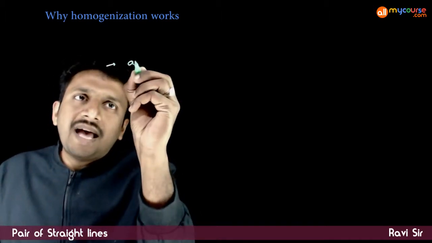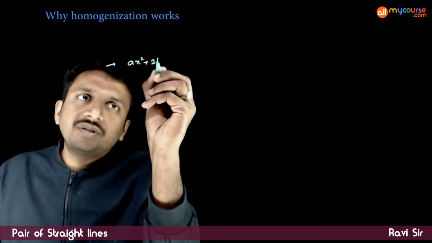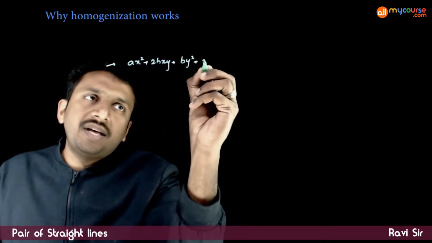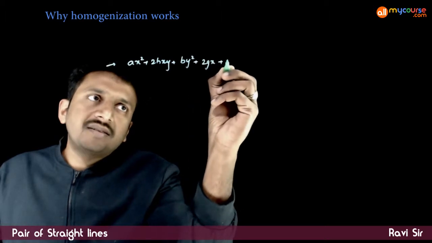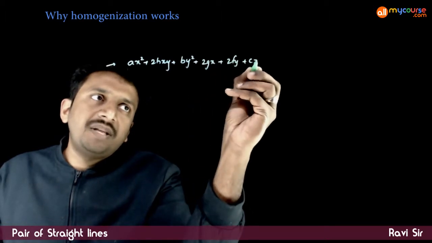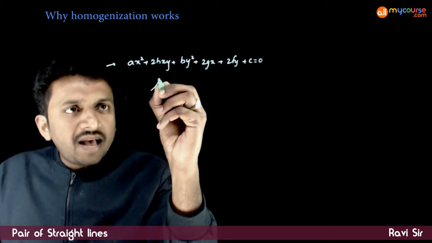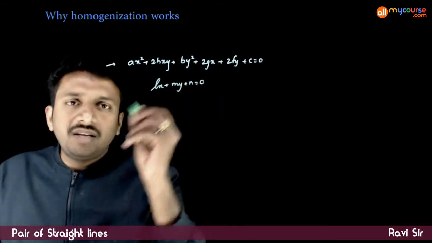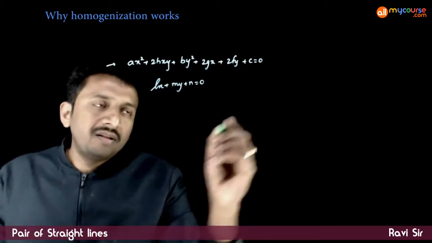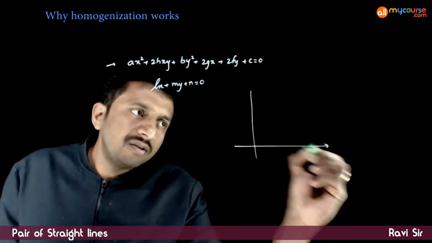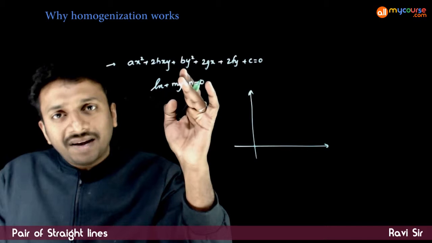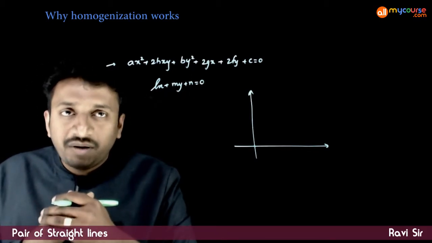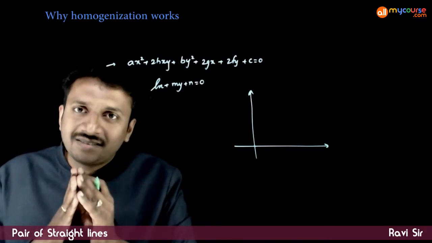So let us say that you have a general curve ax square plus 2hxy plus by square plus 2gx plus 2fy plus c is equal to 0. You have a line lx plus my plus n is equal to 0. If you take the first curve, it might represent a pair of lines or might not represent a pair of lines, depending on what the value of delta is.